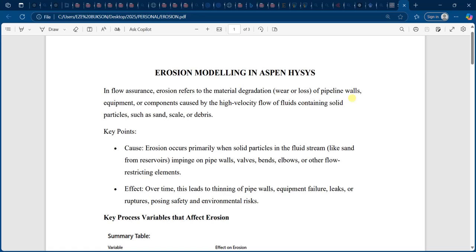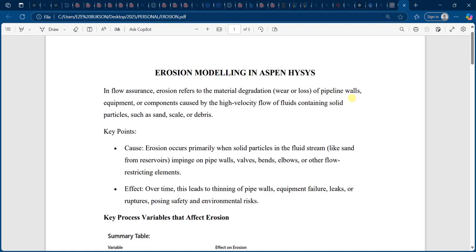Good day and welcome to this lecture. In this lecture, we will be dealing with erosion modeling in Aspen Hysys. Now, erosion modeling involves the modeling of erosion using the Aspen Hysys software.